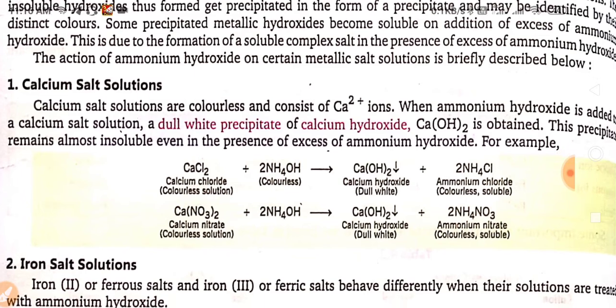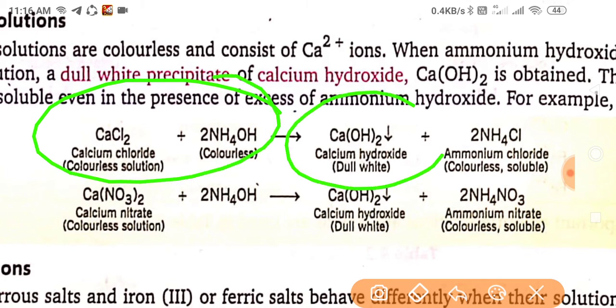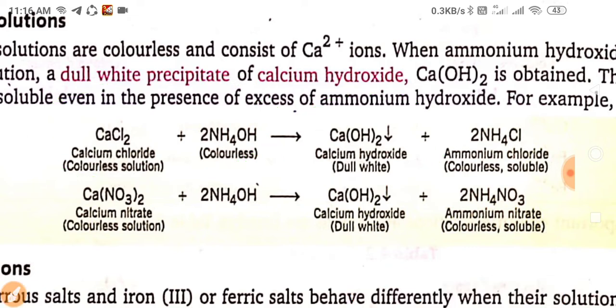For example, you can see here that calcium chloride is a colorless solution of calcium, and ammonium hydroxide is colorless. When they both react, they form calcium hydroxide, dull white color. Calcium chloride reacts with ammonium hydroxide and forms calcium hydroxide, dull white color, and ammonium chloride, which is also colorless and soluble in water. Next, when calcium nitrate reacts, it also forms calcium hydroxide and ammonium nitrate, a colorless soluble substance.